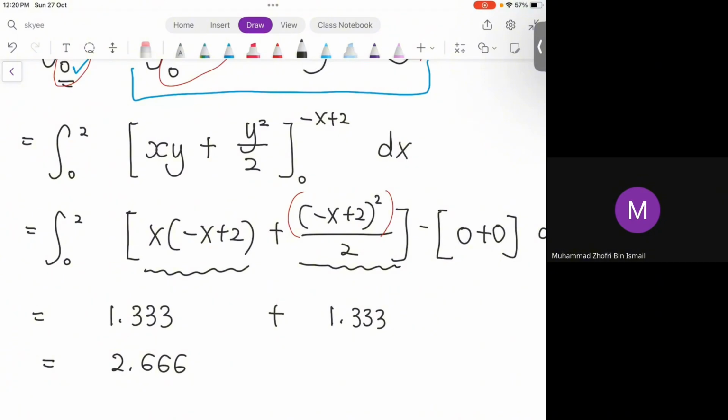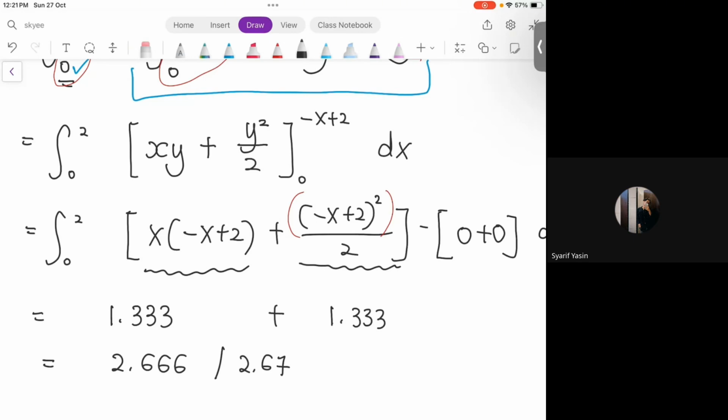Doctor, if I write 2.67, is it okay? Okay. If you don't want to write so many decimal points here, you can just write 2.67. It's also okay. Can you get this answer? Yes. Alright, very good.